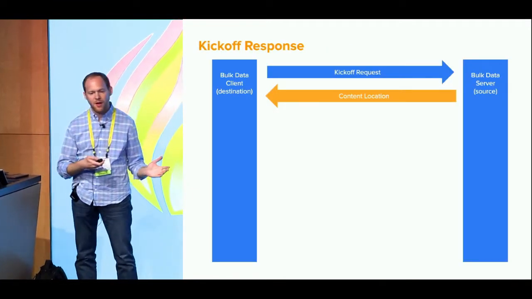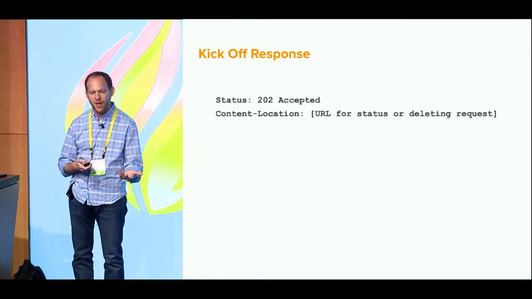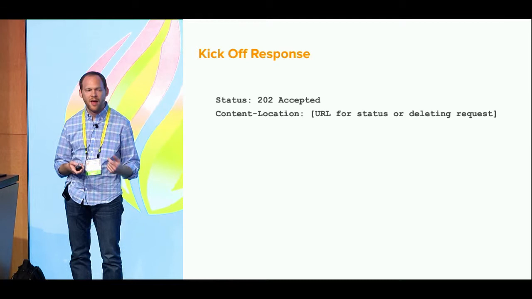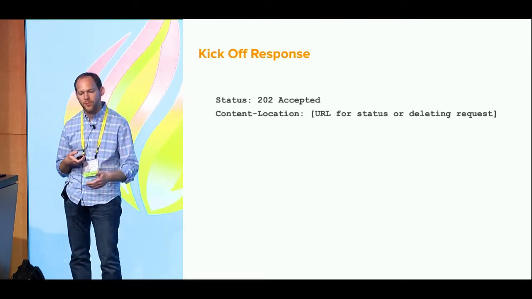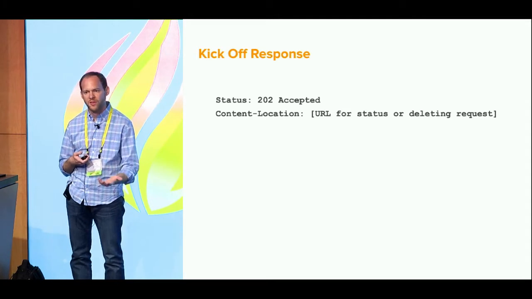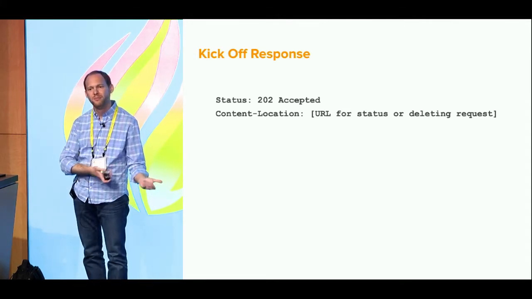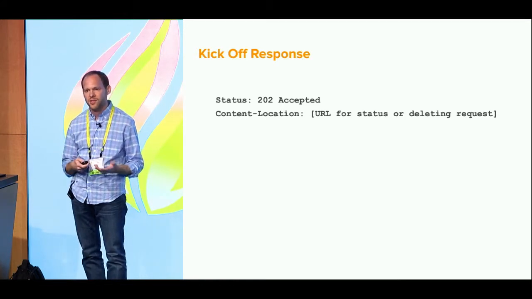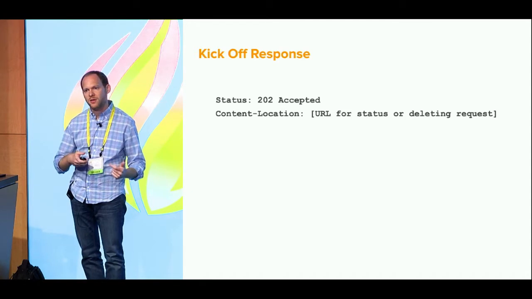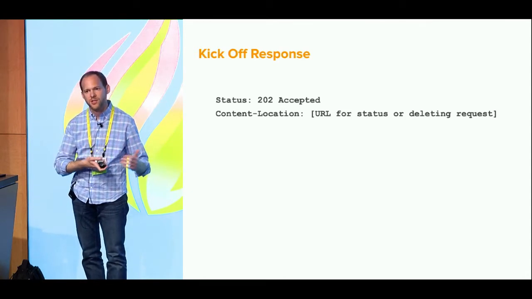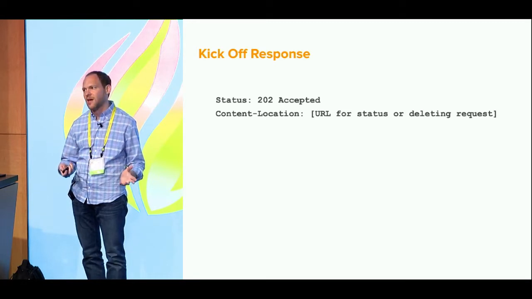After the request goes to the bulk data server, the server responds with a content location. This is where the client can check to see how far along their request is. The first response you get is a 202 Accepted, meaning the server's accepted it. Of course, it might also return an error if there's a problem. Then it gives you a content location, a place where you can check for status. But also, if you want to cancel the request, you can send an HTTP delete operation to that content location to tell the server that I don't actually need this data export anymore.